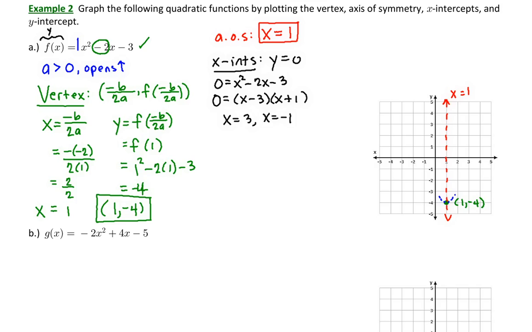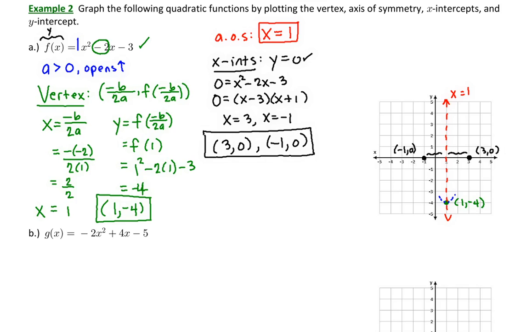Each of those is the x component of an ordered pair with the corresponding y component of 0. So my x-intercepts are (3, 0) and (-1, 0). Let's go ahead and plot these on our graph. We have ordered pair (3, 0), and ordered pair (-1, 0). As I plot those, I'm always checking how they relate to my axis of symmetry. They have to be equidistant from the axis of symmetry, so if they come out lopsided, I know I've made a mistake somewhere.